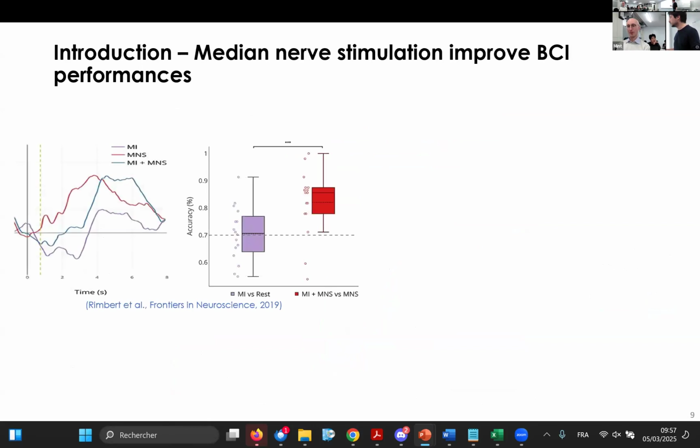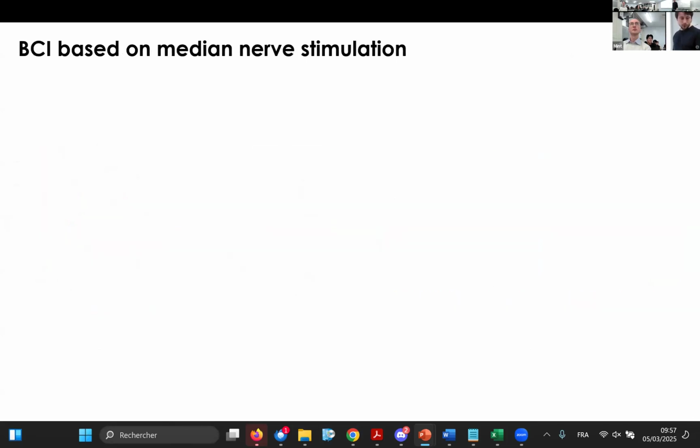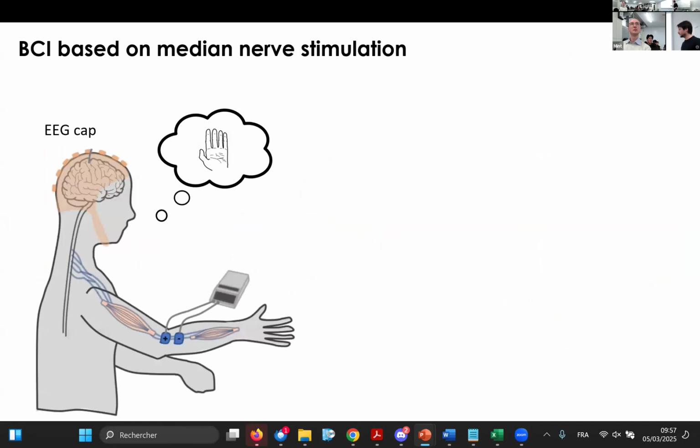So those findings were very interesting because we can try to build a new kind of brain computer interface based on median nerve stimulation with two different classes: median nerve stimulation alone, and median nerve stimulation during a motor imagery task. And if you do that, we show that we have in the end a 21% improvement in terms of accuracy to detect the kinesthetic motor imagery task, compared to a more classical BCI based on kinesthetic motor imagery versus resting state. So if you use median stimulation, you improve your accuracy on average by 21%. So that is for our database. So we can imagine a new BCI like that.